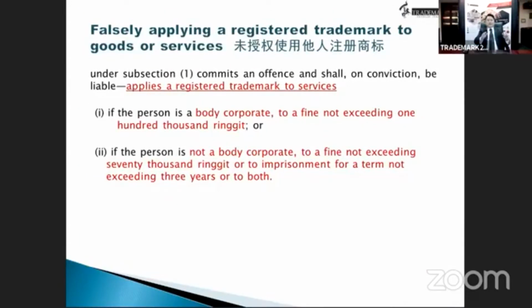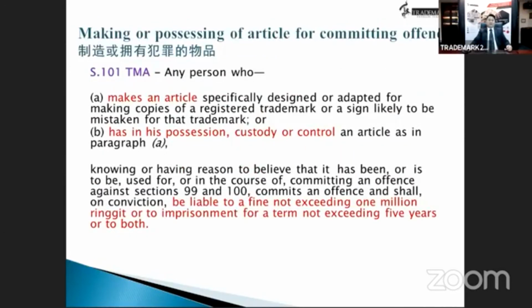All right, for services, this goes the same for services. Now we have the products, the goods, now we have the services. If you're not an authorized agent of a particular, let's say, a well-known bank, I'm not going to mention who, and you use the logo without their permission, of course, you will be fined as well. For a body corporate, not exceeding 100,000, and if you are an individual, not exceeding 70,000 ringgit. So, making or possessing articles for committing an offense.